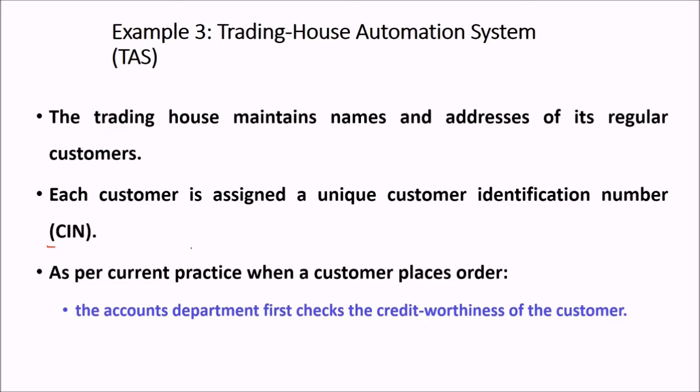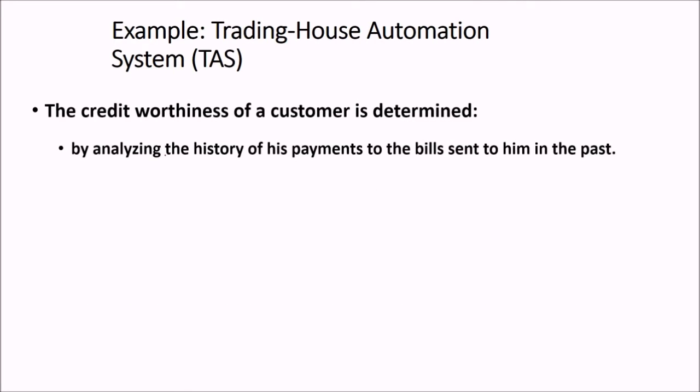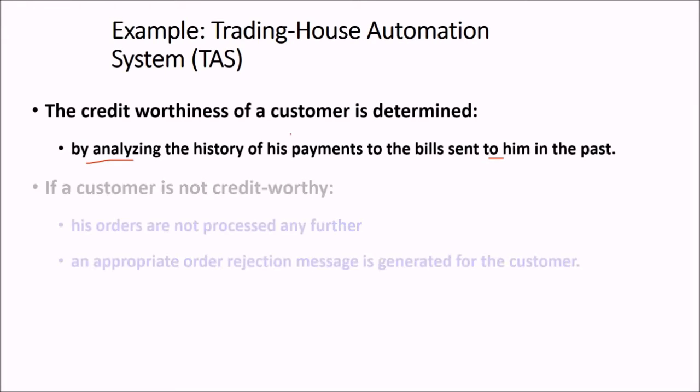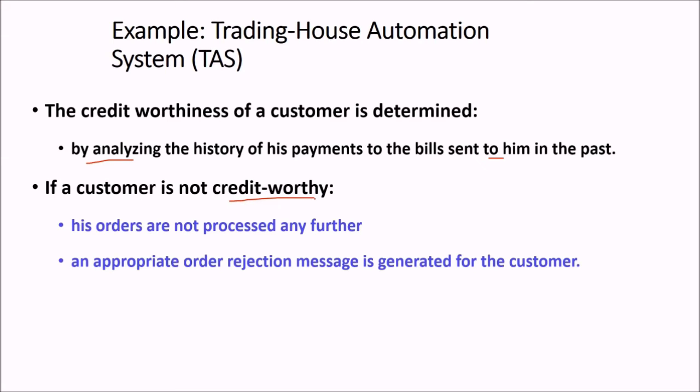And what is the current practice, that when a customer places the order, the accounts department will check the credit worthiness of the customer. This credit worthiness of a customer is determined by analyzing the history of his payments to the bills which were sent to him in the past, and if the customer is not credit worthy, his orders are not processed any further, and an appropriate order rejection message is generated for this particular customer.